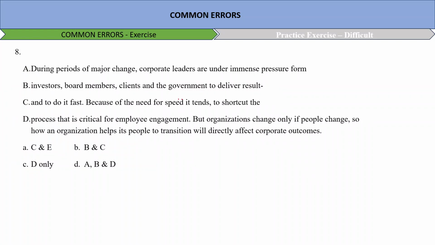During periods of major change, corporate leaders are under immense pressure from investors, board members, clients, and the government to deliver results and to do it fast. Because of the need for speed, it tends to shortcut the process that is critical for employee engagement. But organizations change only if people change. So, how an organization helps its people to transition will directly affect corporate outcomes. Take 30 seconds and quickly come to a conclusion on which of the following has any grammatical error or not.